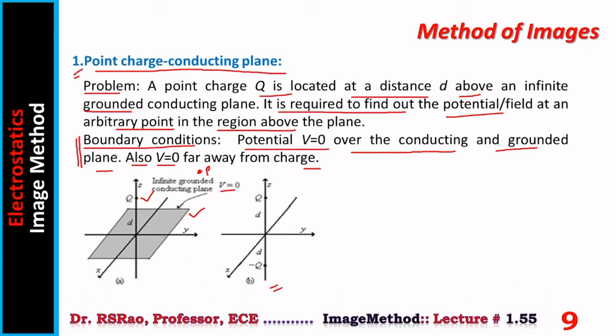First of all, we have to remove the conducting plane and replace it with the image charge minus Q at a depth of d from the XY plane. As the configuration shown in B has boundary conditions which are the same as those of the original problem, the configuration in B can be considered the configuration that is required for us, capable of giving valid solutions for the original problem. Let us move further.